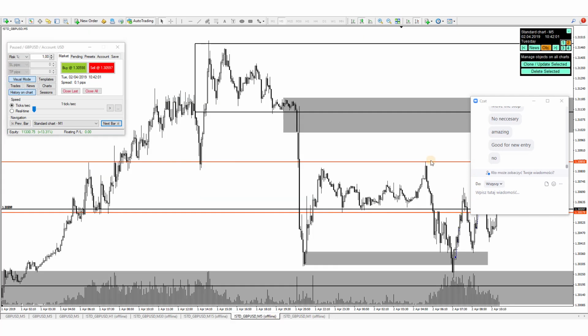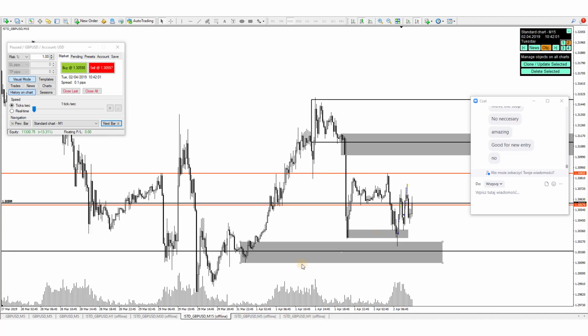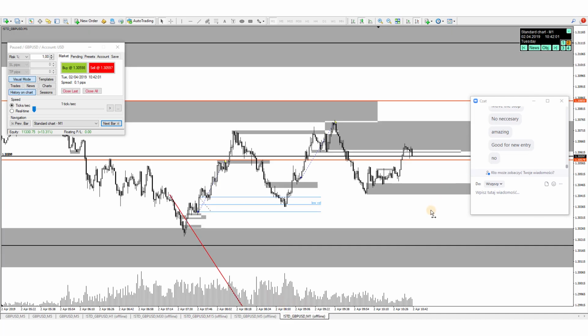Just want to switch to the M5. M15. Aha. Okay, we just reached the fresh made supply. And this is this one. The leg out has higher volume. Very good. So that's why. Okay.